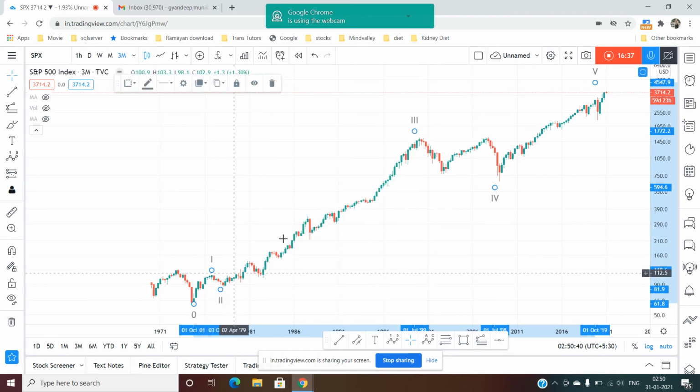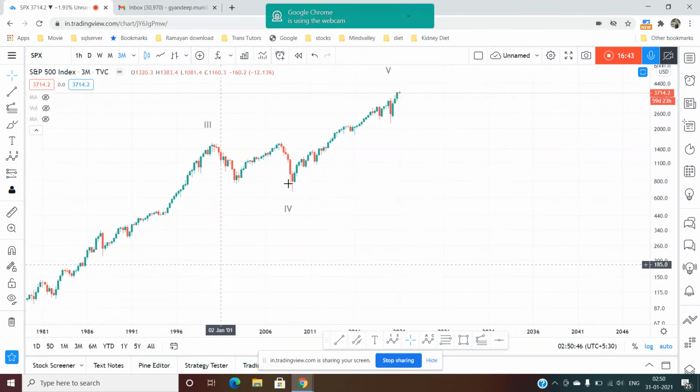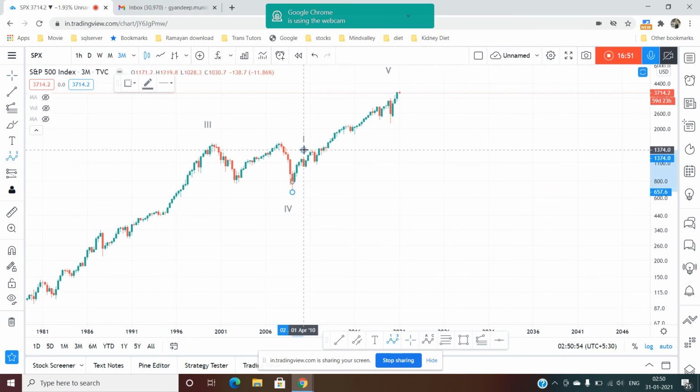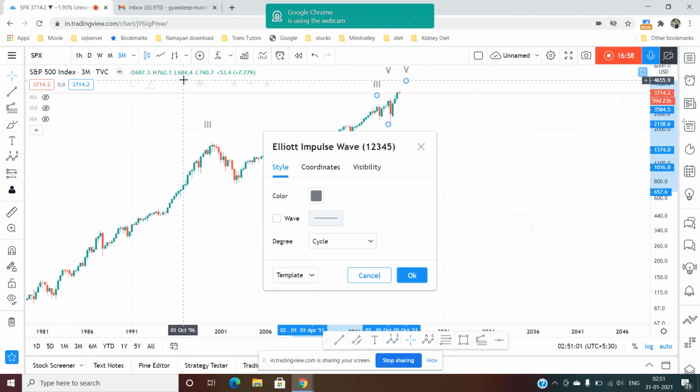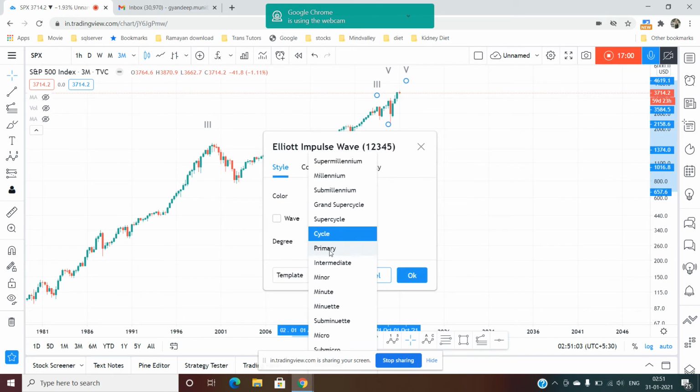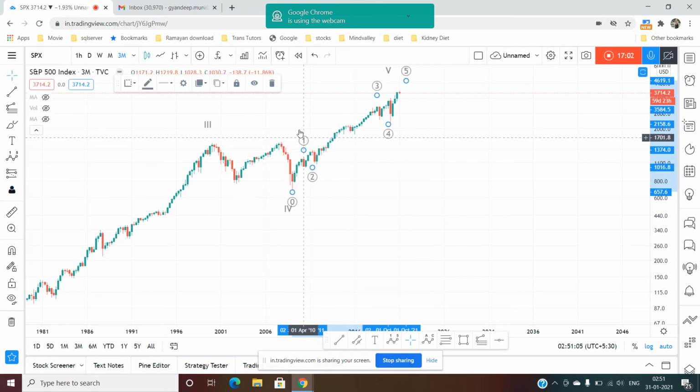So in this third wave, this is 1, 2, 3, 4, 5, and in this fifth wave it is 1, 2, 3, 4, and we are rolling in the fifth wave. So it is 1, 2, 3, 4, and we are in the fifth wave in the lower cycle.